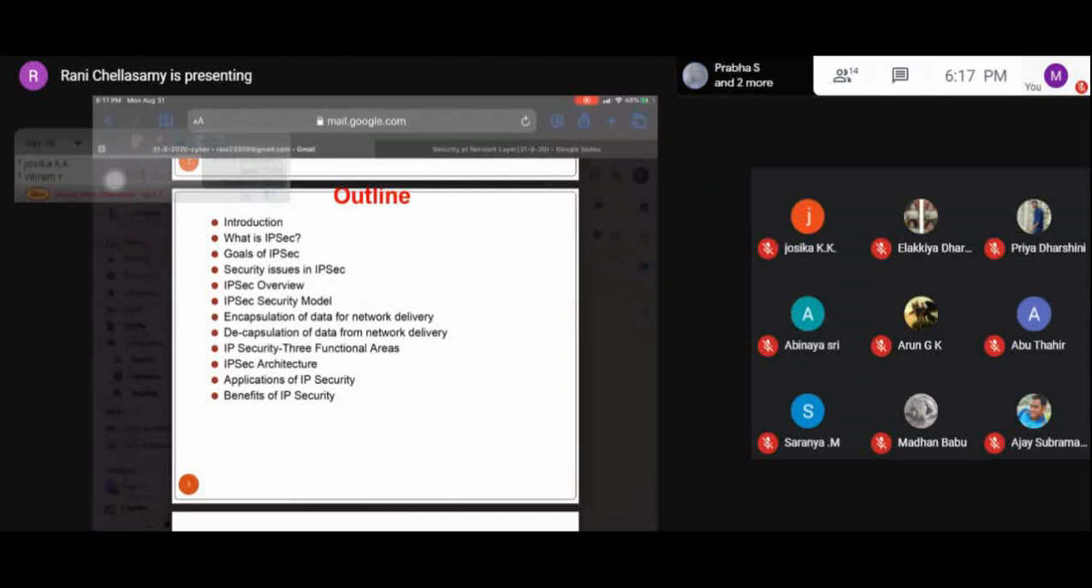We'll see the three important functional areas of IP security provided by this protocol, and the architecture of IP security. We'll see each and every component involved in this architecture, the applications of the IP security protocol and the benefits of the IP security protocol. Then we can conclude today's session. So these are the outlines. We'll see one by one.